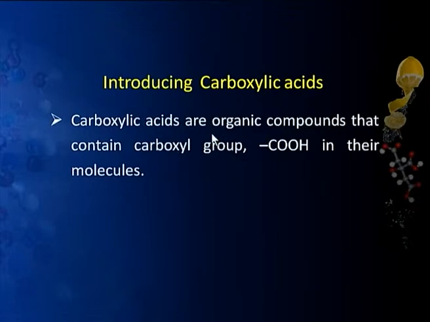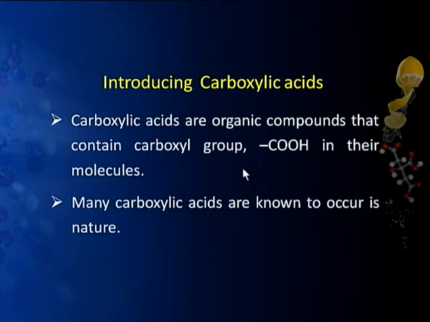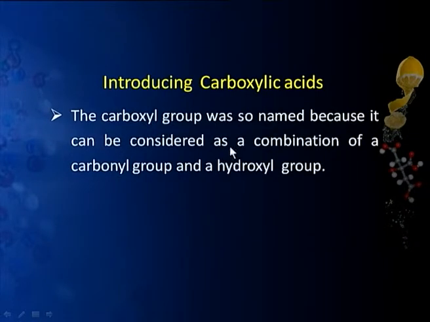Carboxylic acids are organic compounds that contain the carboxyl group. The COOH group is called the carboxyl group. Many carboxylic acids occur in nature. The carboxyl group was named so because it can be considered as a combination of carbonyl group and hydroxyl group.